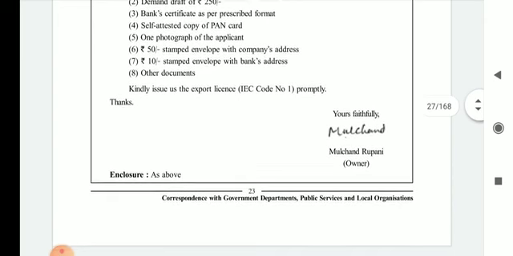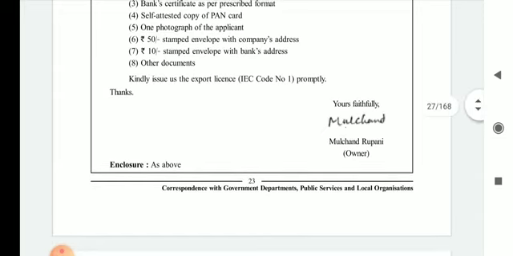Rupees 50 stamped envelope with the company's address. If the company is liable to get this type of certificate, at that time the government is not bearing the expenses for sending this type of license. So you have to send a cover with your company's registered address with the ticket of 50 rupees. Rupees 10 stamped envelope with the bank address.